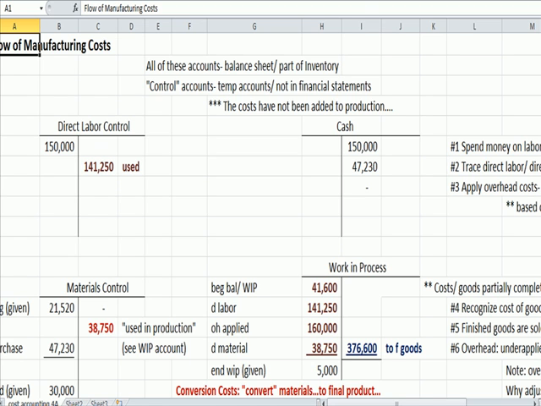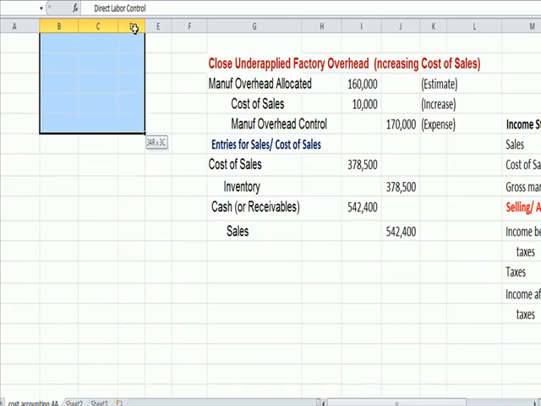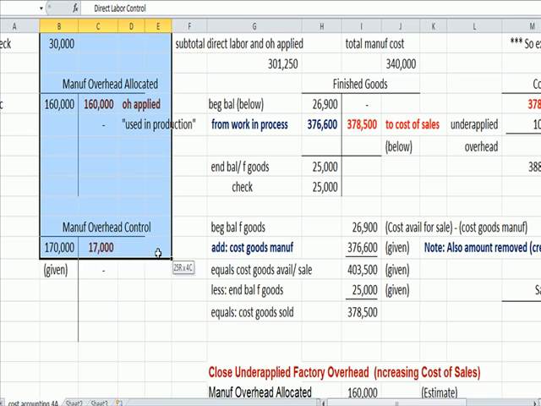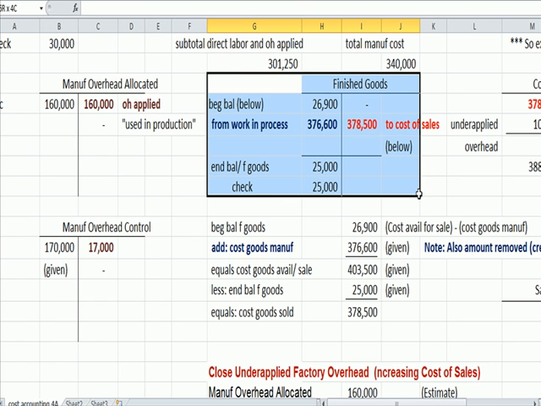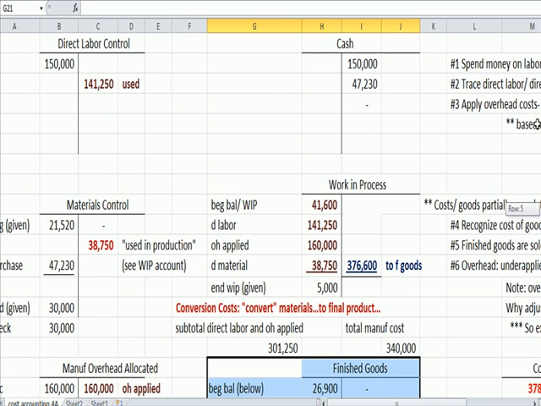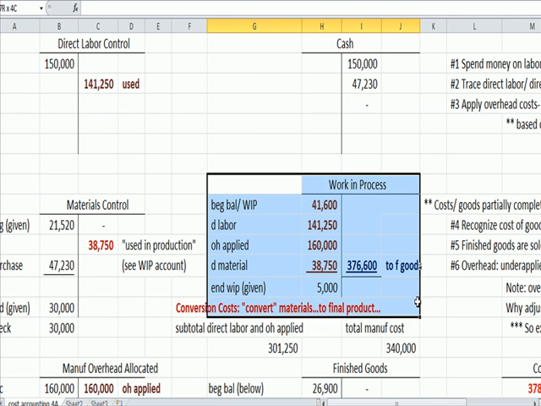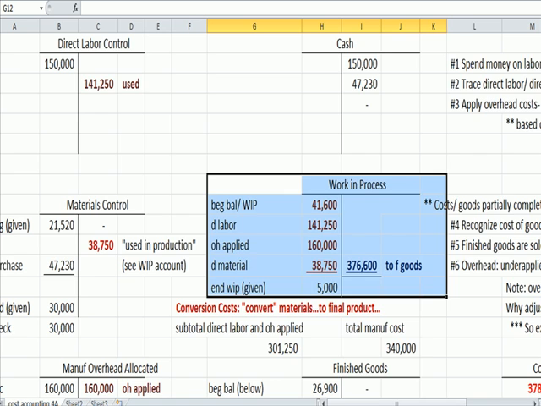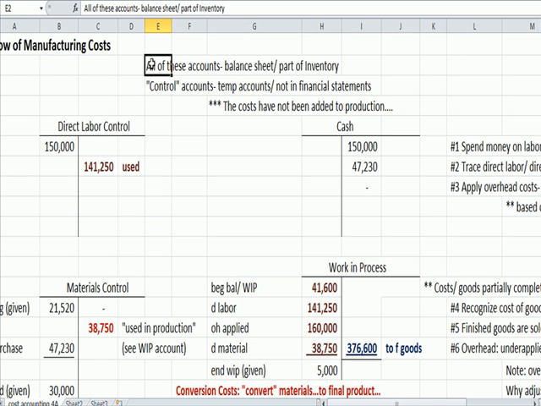The first thing I'd like to point out is that almost all of these accounts, direct labor, material control, the manufacturing overhead accounts, the finished goods account, and the work in process account are all subcategories of inventory. All of these accounts that I just identified are balance sheet accounts related to inventory.